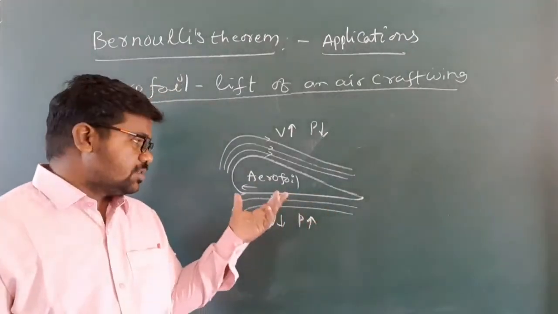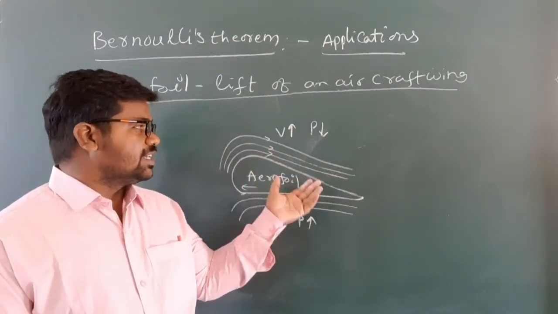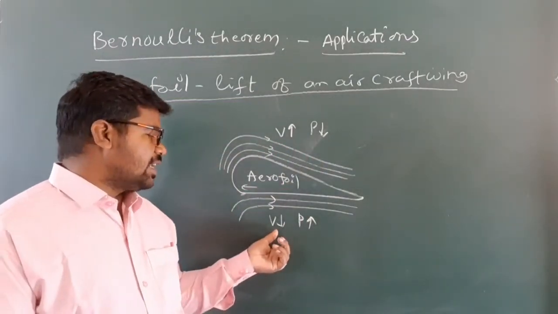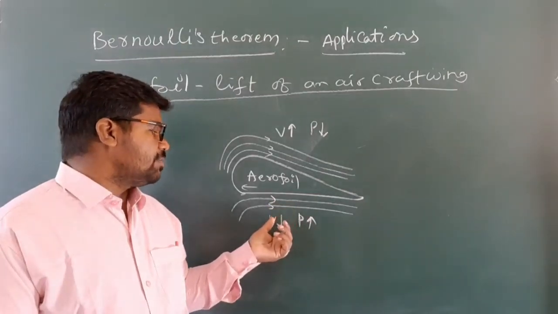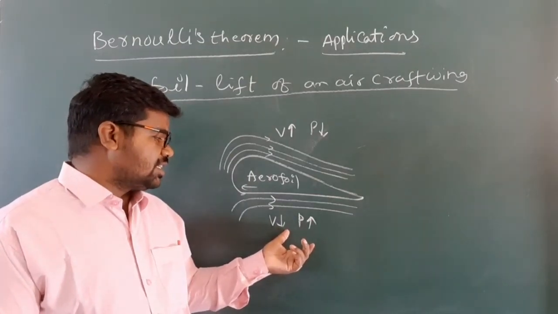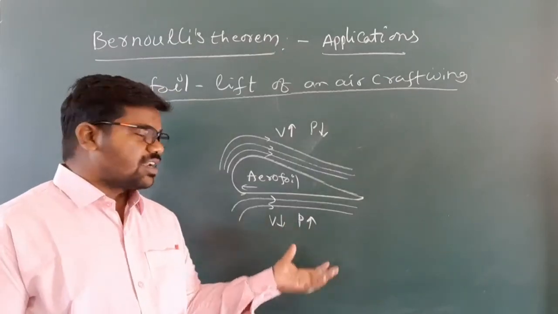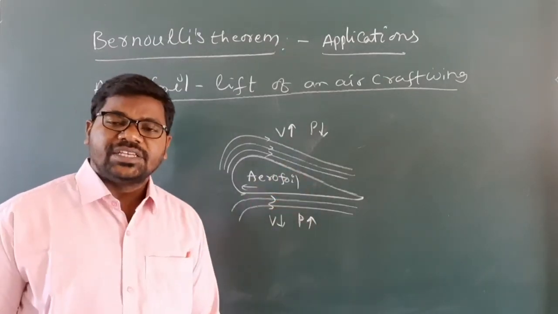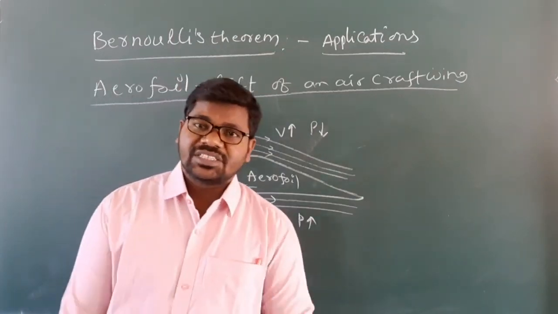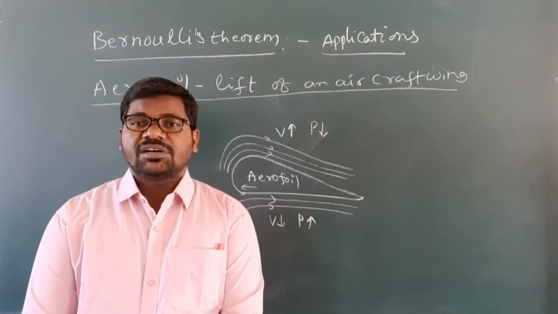When an aerofoil moves in a fluid, above the surface the fluid speed increases. If speed increases, pressure decreases. Below the surface, velocity decreases, then pressure increases. Due to this, the aircraft wing moves upward, based on dynamic lift. So, my dear children, these are the applications of Bernoulli's theorem.